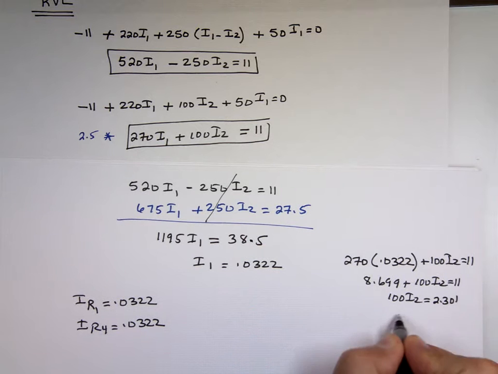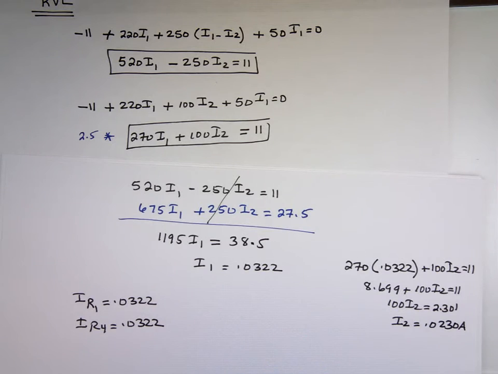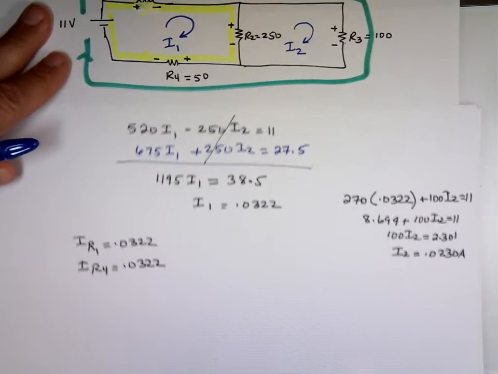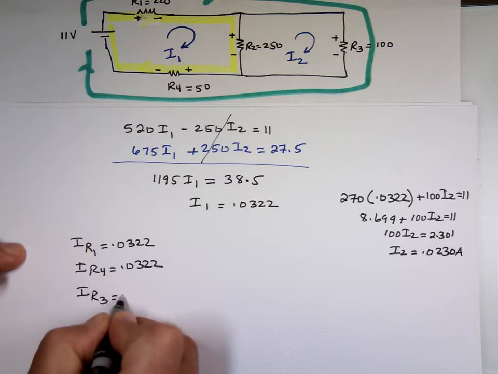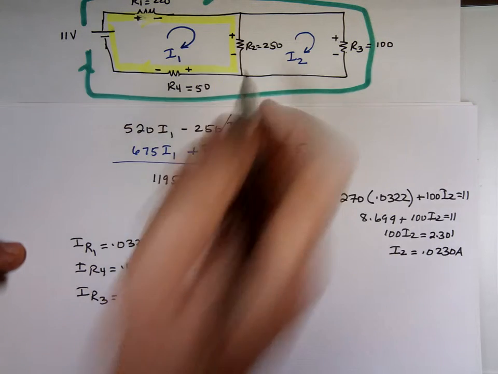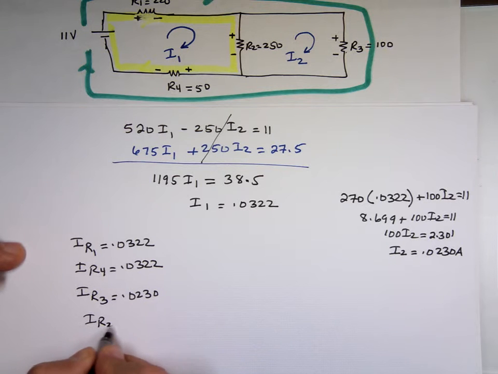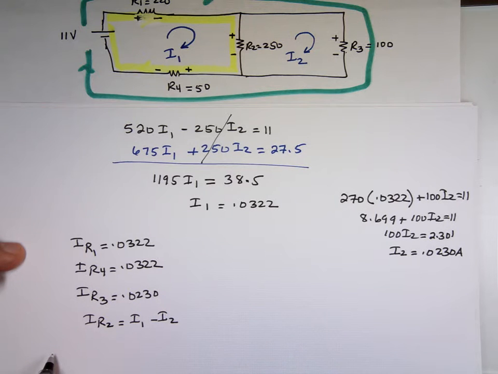What is I sub 2? 0.0230. I sub 2 is the current through R sub 3. And what about the current through R sub 2? We said it's the difference between them. It's I sub 1 minus I sub 2. So I sub 1 is 0.0322 minus 0.0230.